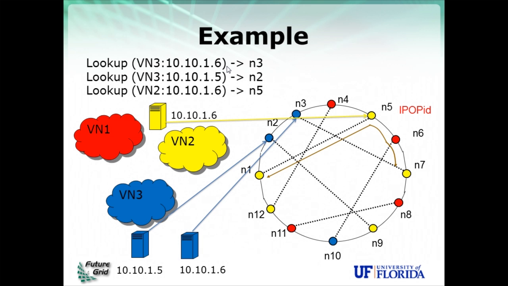Now, because we use different unique virtual network namespaces, it's possible for different virtual networks to have nodes which have the same virtual IP address. So in this example, virtual network 2 has a node with also the address 10.10.1.6, but that is mapped to a different IPOP identifier N5, and that's because it belongs to a different namespace.